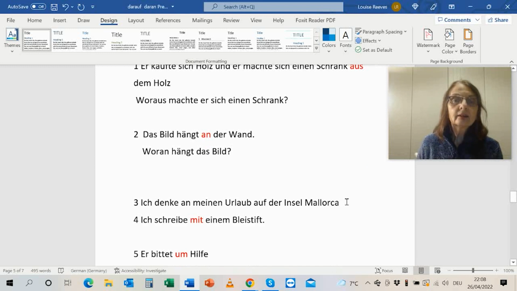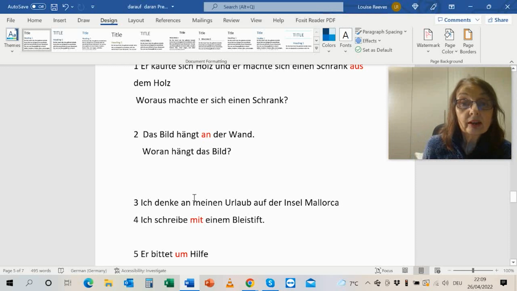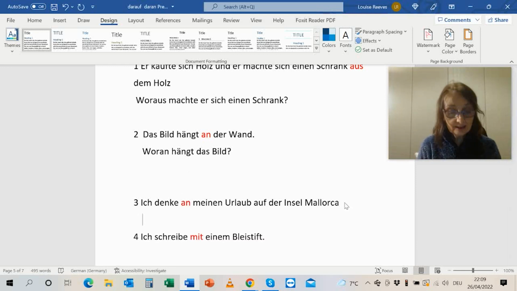Ich denke an meinen Urlaub auf der Insel Mallorca. I'm thinking about my holiday on the island of Mallorca. What am I thinking of? So we've got denken an. I put that in red here so that you can see it. Woran denke ich? Remember, you have to always be mindful of prepositions. Leave them out at your peril. Forget them at your peril.